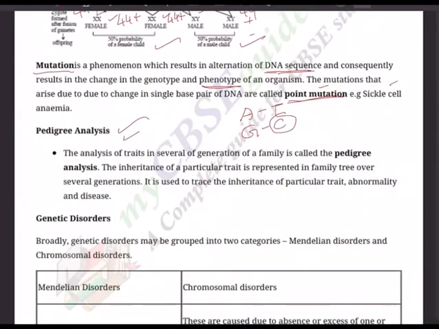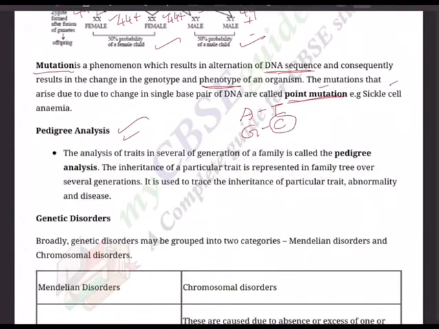So what is this pedigree analysis? It is basically in the form of a chart. It is a chart showing the record of inheritance of certain traits. Traits means characters, for two or more ancestral generations of human beings or domesticated animals, in the form of a diagram with a family tree. What is the use of this?